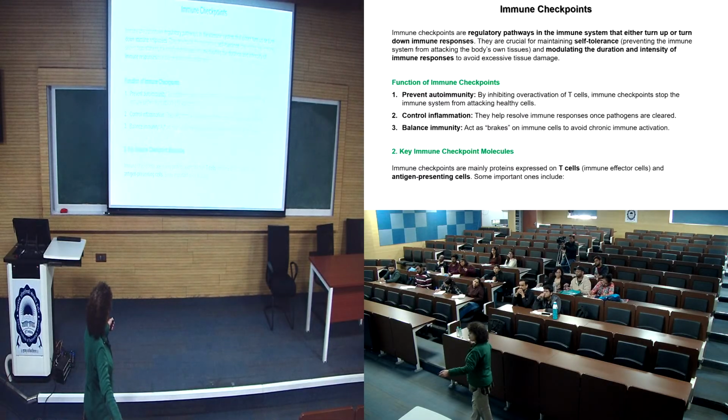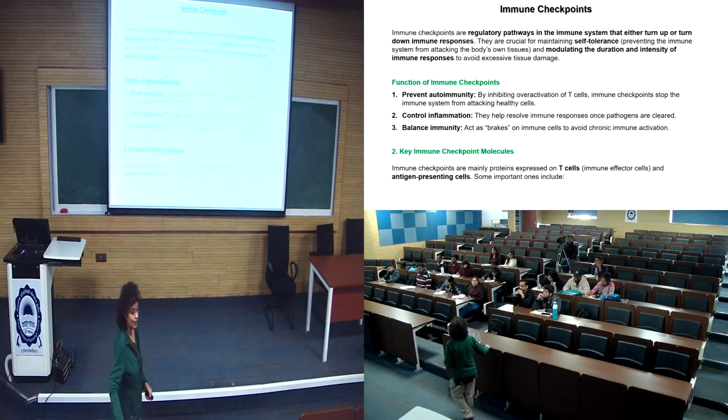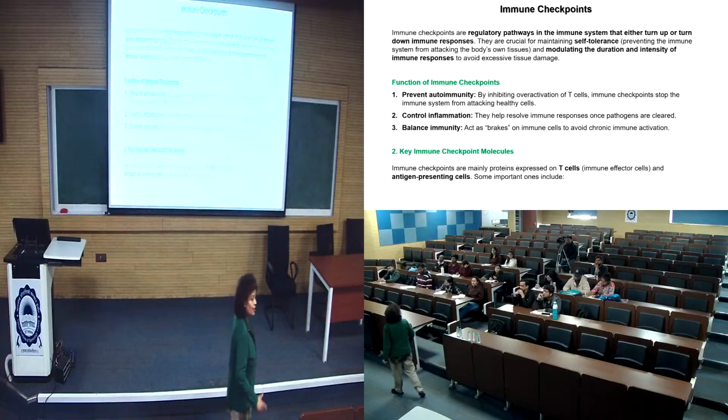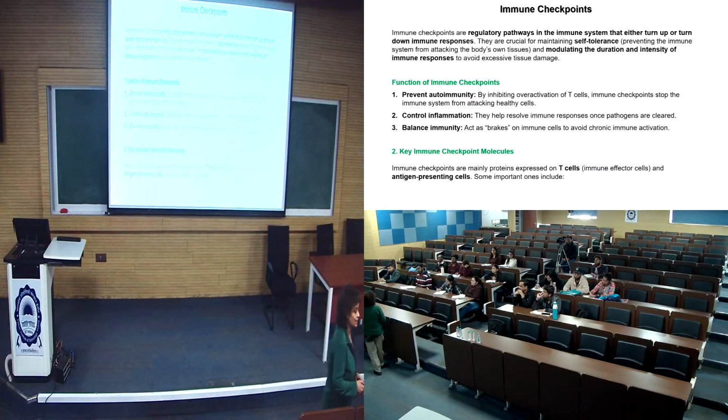Okay, so they act as a brake on immune cells to avoid chronic immune activation. Immune checkpoints are mainly proteins expressed on T cells and antigen presenting cells. The most important immune cells here are T cells and antigen presenting cells.